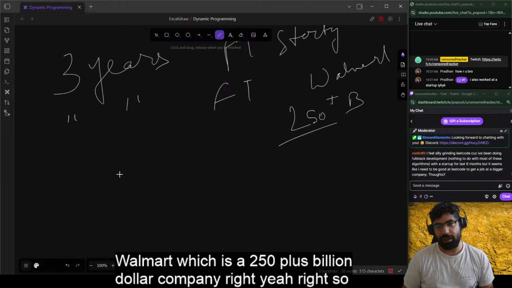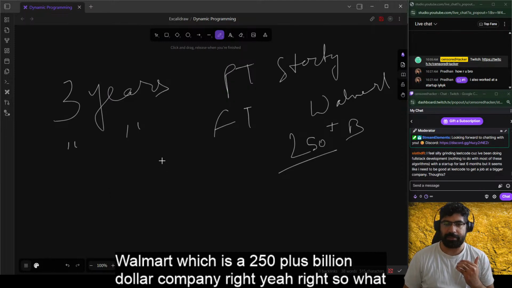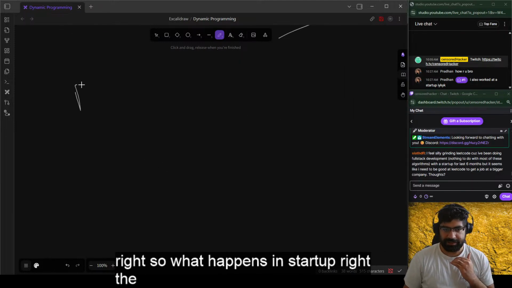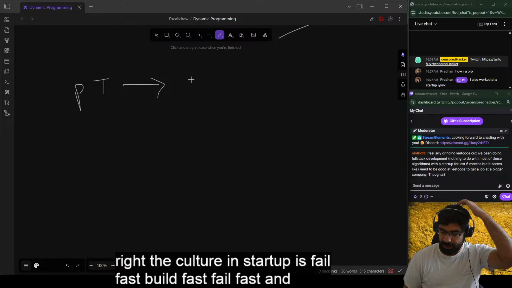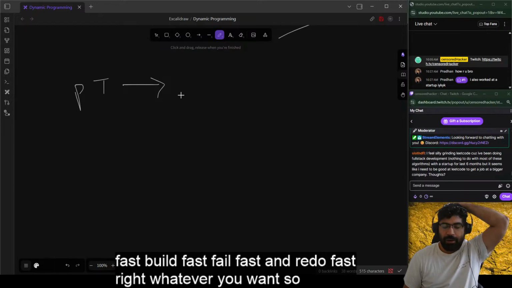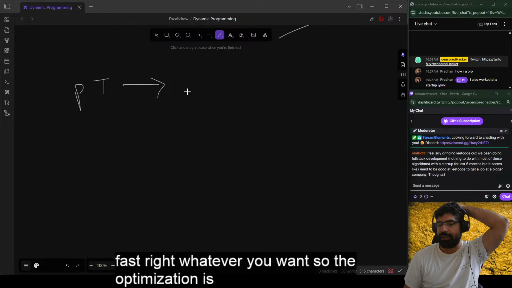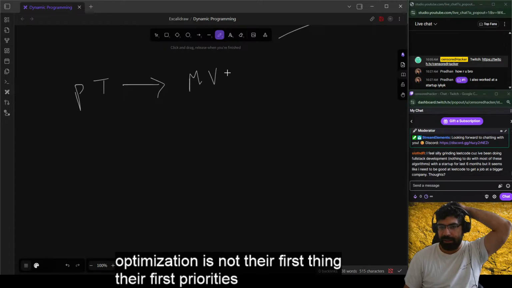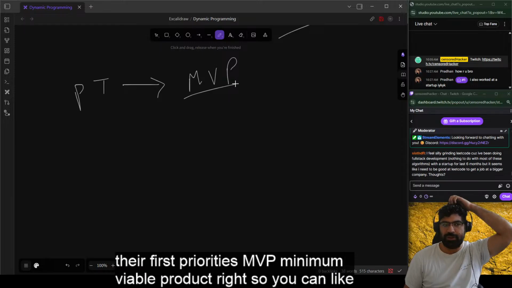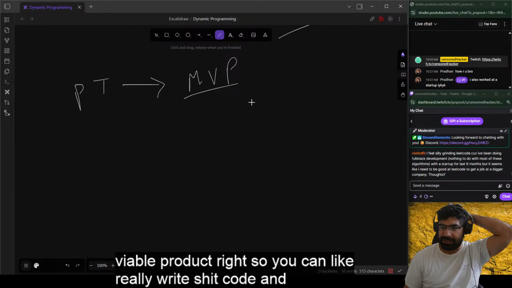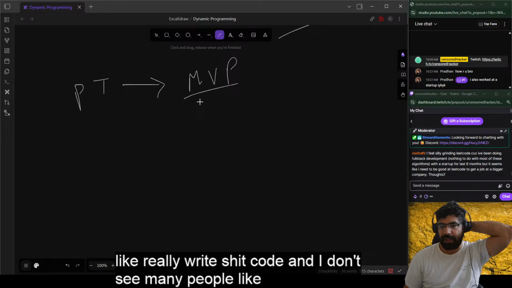Yeah, right. So what happens in startups? The culture in startups is fail fast, build fast, fail fast, and redo fast. Whatever you want. So optimization is not their first thing. Their first priority is the MVP, minimum viable product. So you can really write bad code.